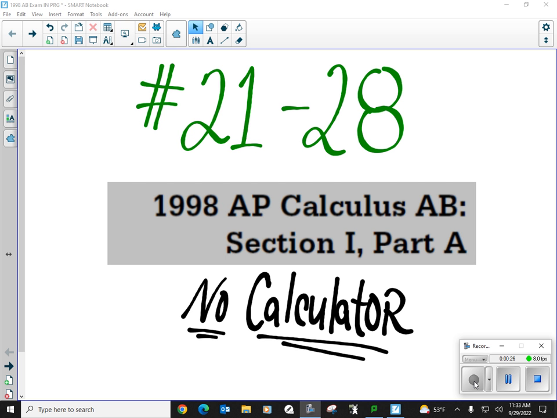The reason we're not going to 30 is because way back when in 1998, Section 1, Part A only had 28 multiple choice questions. The more modern exams go up to 30. 1998 is not considered modern by any means. All right? This test was made before you were born, probably. So, let's get going.